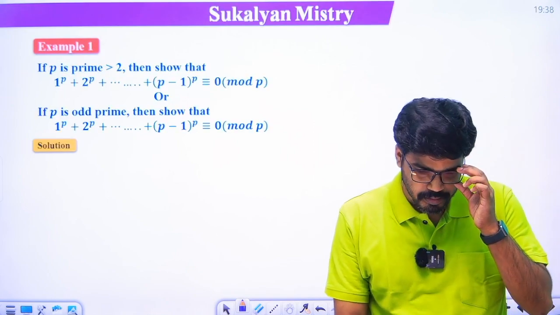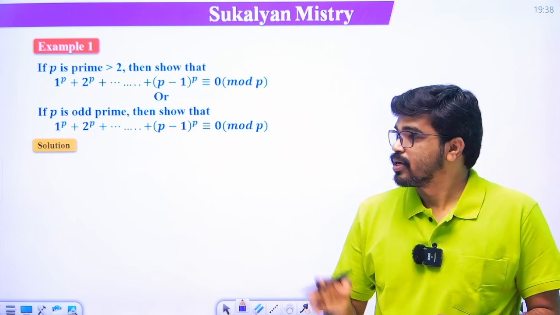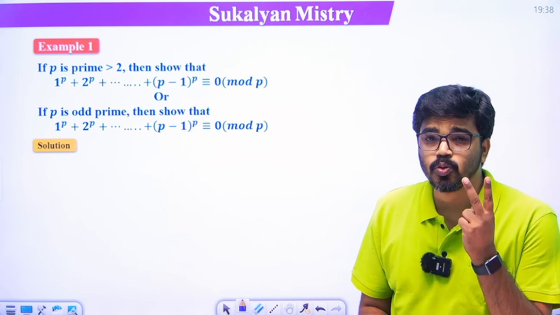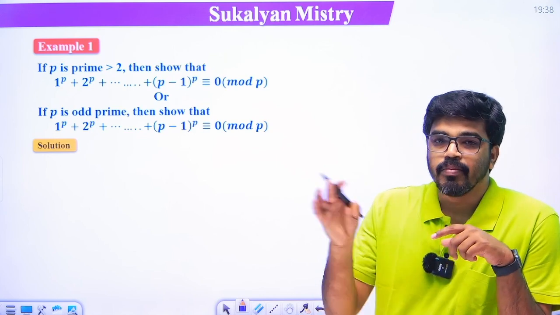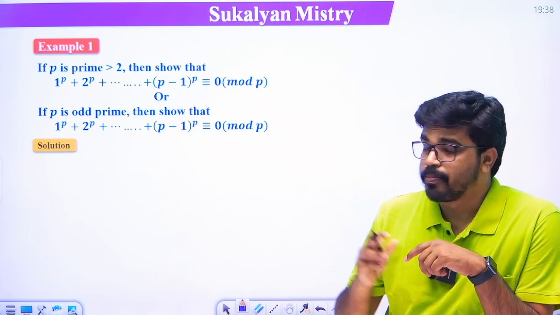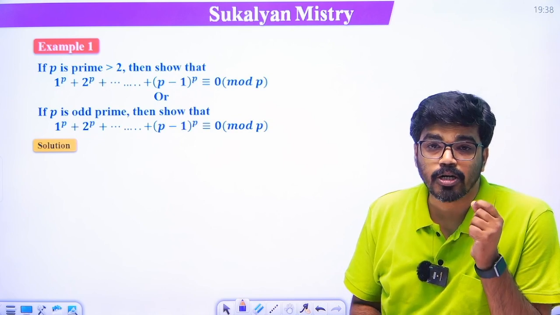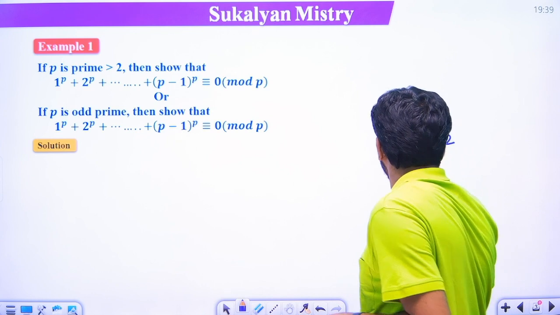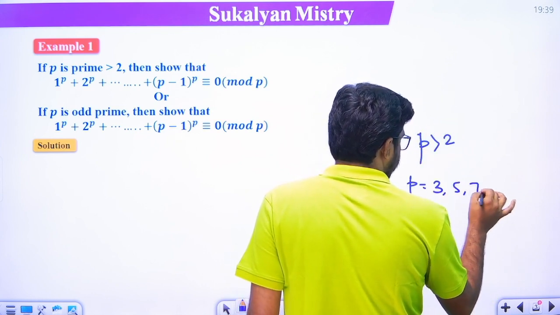So note this problem. If P is prime greater than 2, therefore, only 2 is the even prime. Right? All prime numbers are odd. If P is prime greater than 2, what does it mean? That means P is an odd prime. That is, the value of P will be 3, 5, 7 like this.